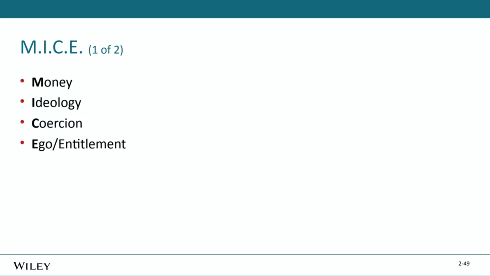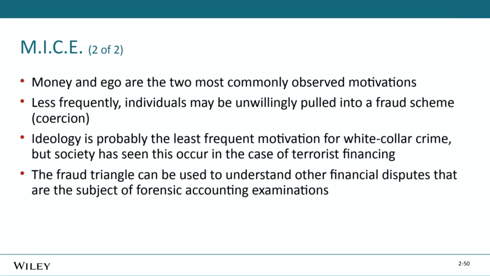So here's this thing that Dick Riley likes a lot called MICE. It stands for money, ideology, coercion, and either ego or entitlement, or kind of both. It's sort of the arrogance and entitlement thing. So money and ego are the two most commonly observed motivations. Okay, why did you commit this fraud? Wanted the money.